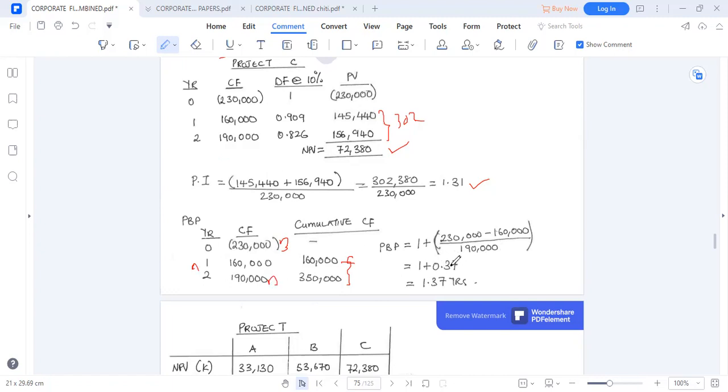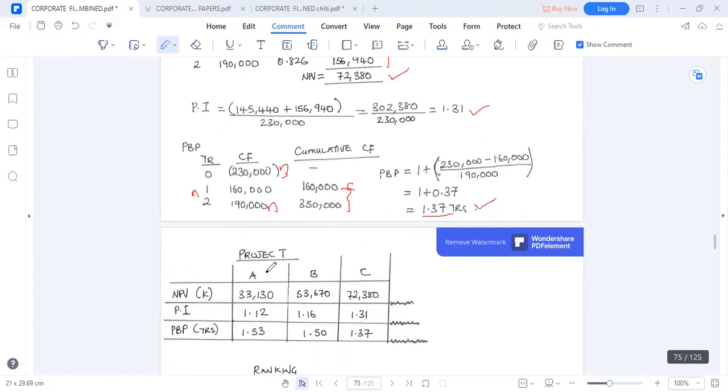So here we get 1.35. So this one has actually the shortest payback period. So if we're going to analyze them here, NPV, C is the highest. Number 1, number 2, number 3. When you look at profitability index, this is number 1, number 2, number 3. Payback, we choose the minimum. This is number 1, number 2, number 3.